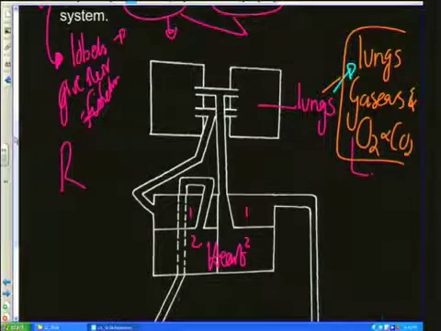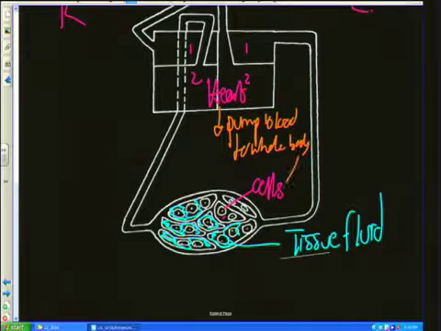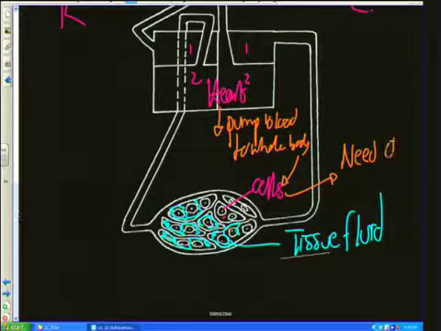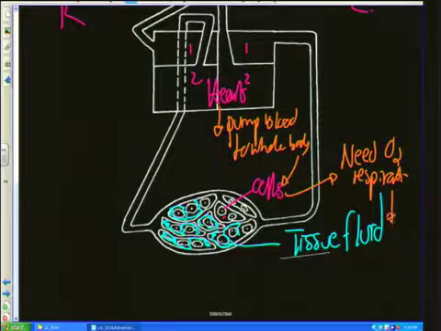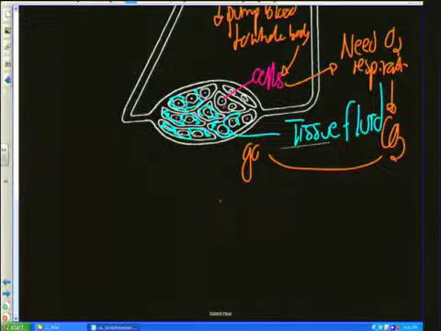Now I've got my heart. What is the function of my heart? It has to pump blood to the whole body, and that whole body would obviously include cells. The cells need oxygen for respiration, and they are going to give off carbon dioxide. So what also happens in the cells? Yes, gaseous exchange.